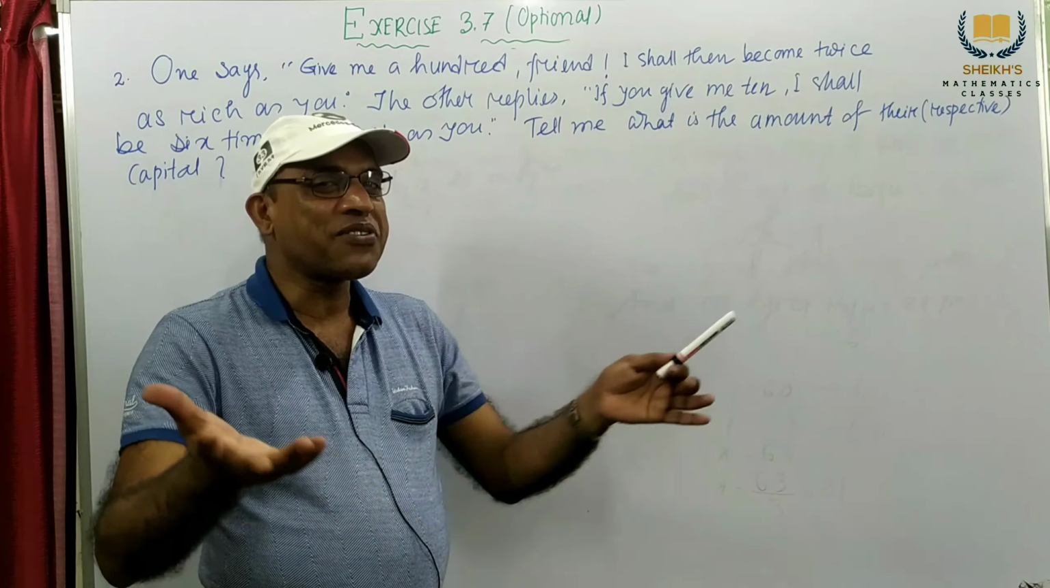Case one: give me 100, that means X plus 100. Then I shall become twice as rich as you, 2 times of Y minus 100. If Y gives 100 rupees here, then we subtract 100 from Y, and he will be 2 times as rich as Y. So, X plus 100 equals 2Y minus 200, X minus 2Y equals minus 200 minus 100. So, X minus 2Y equals minus 300. This is number 1.